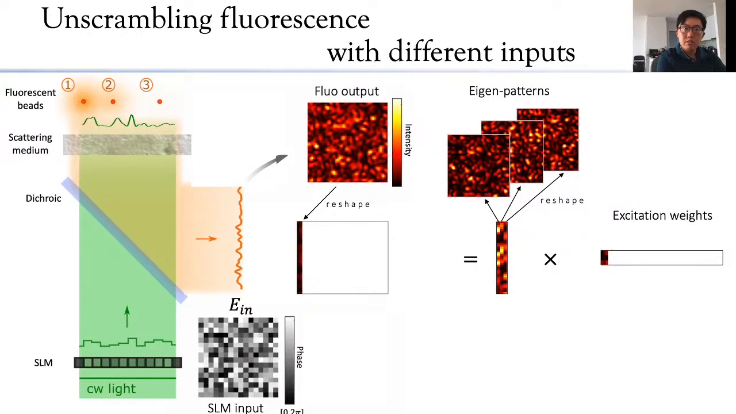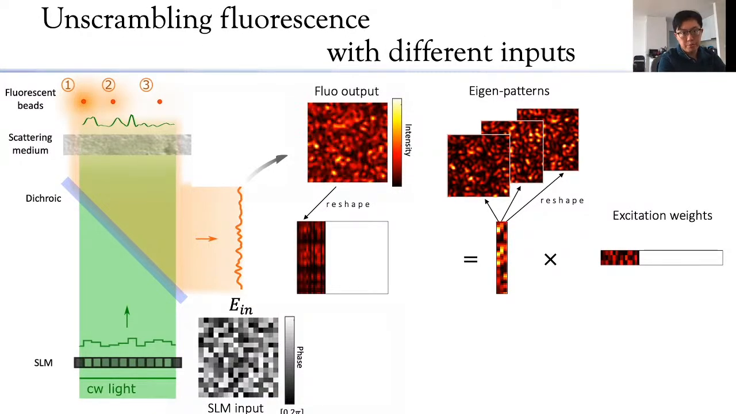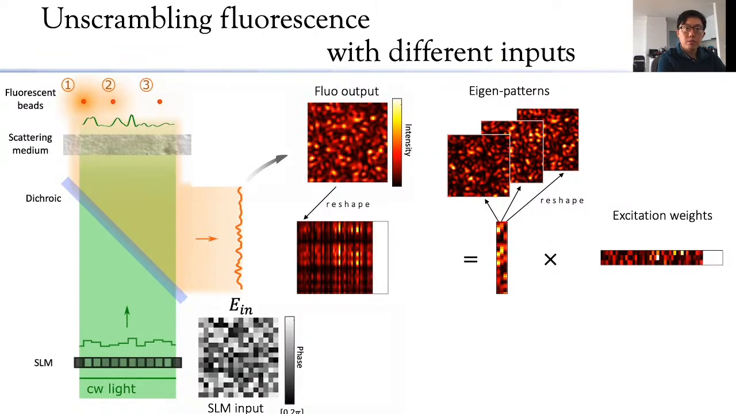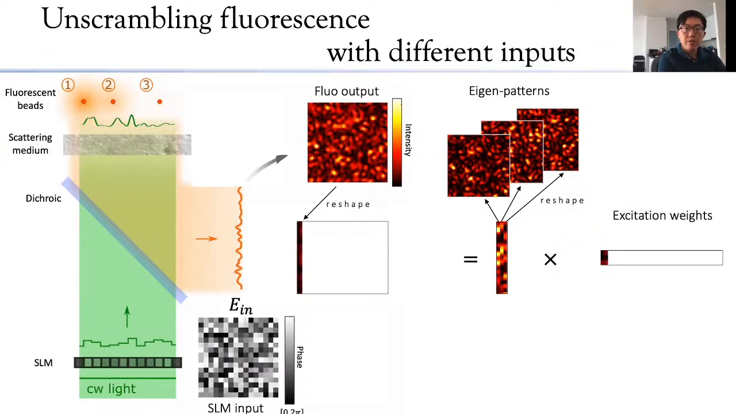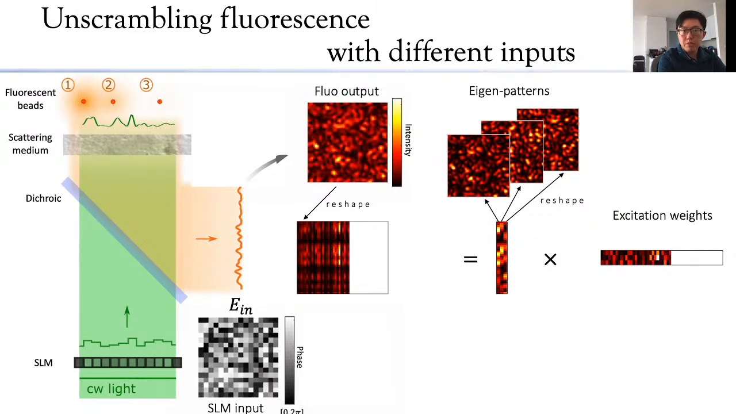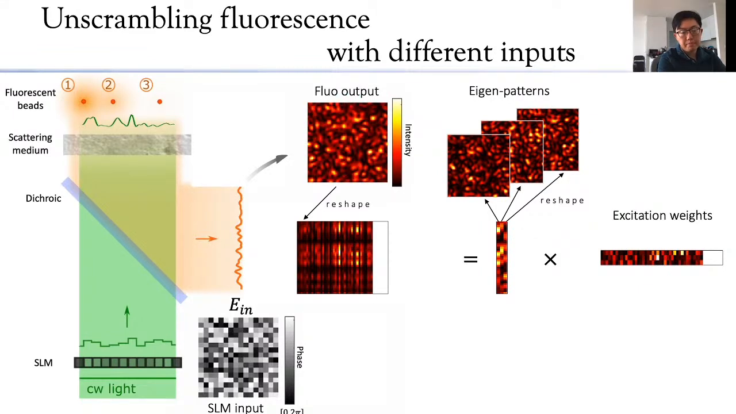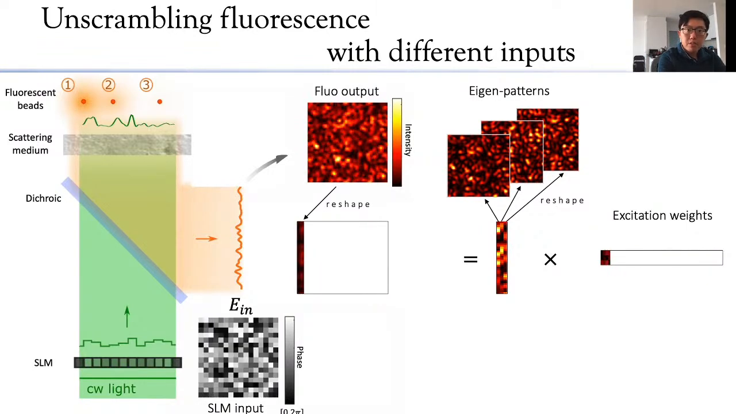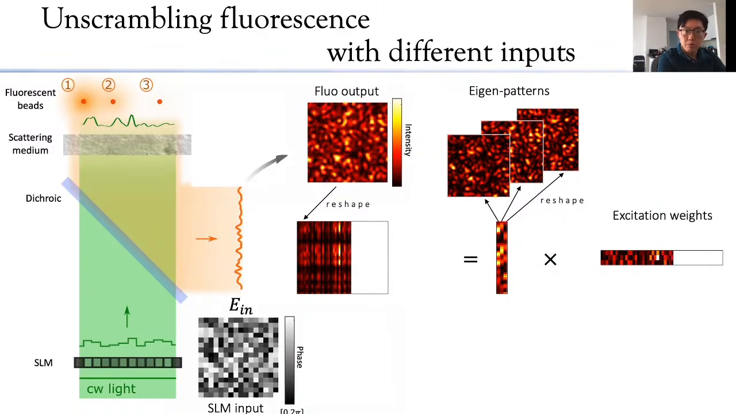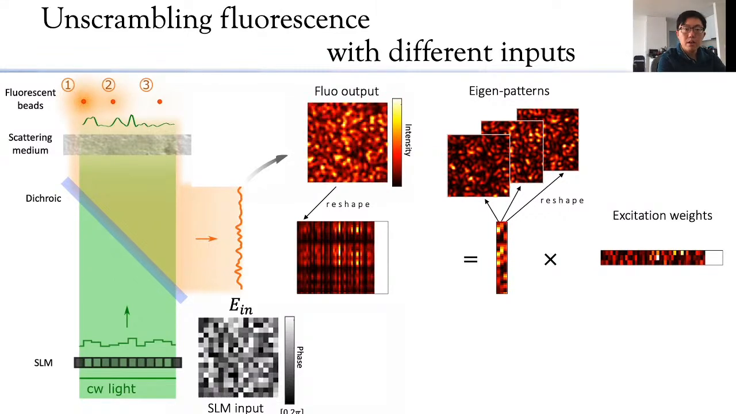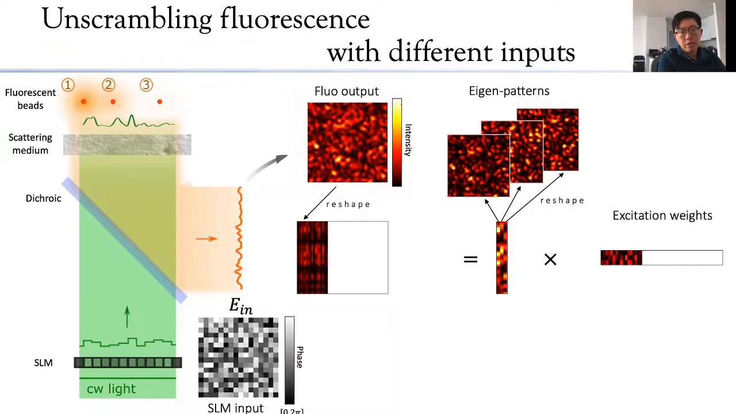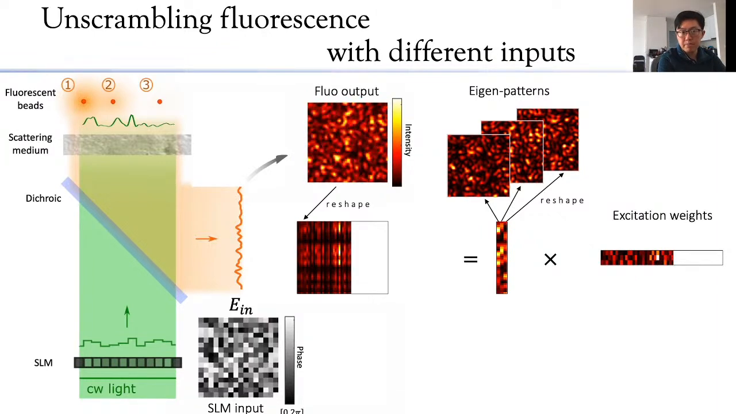Let's describe how this double transmission matrix reconstruction is performed. First, we need to collect experimental data. To do so, we send random SLM patterns as inputs and collect fluorescent images at the output. We thus want to solve an inverse problem given these pairs of input-output data. Here, an important assumption comes into play. We assume that the number of fluorescent targets inside the medium is small compared to the number of patterns we send. We can thus represent our setting as described previously, with a set of eigenpatterns and weights describing the excitation for each SLM pattern.